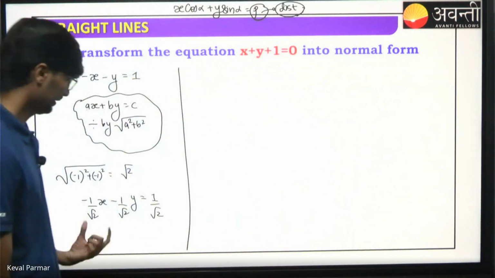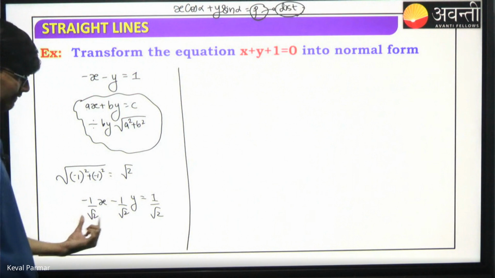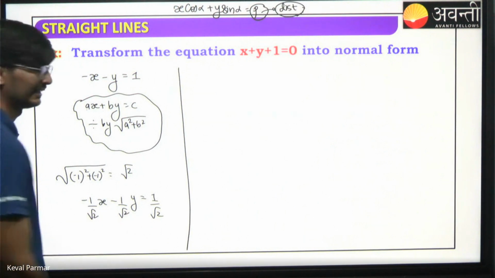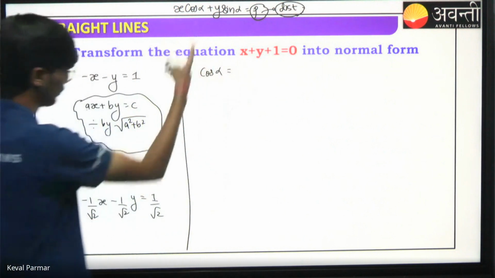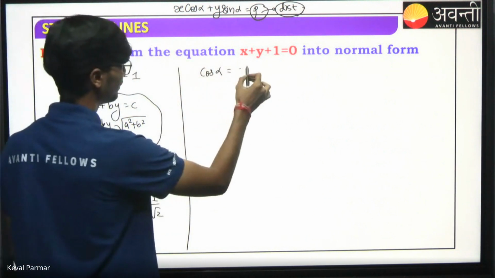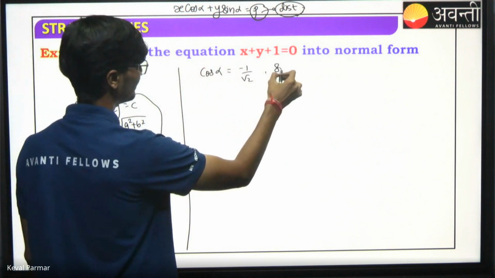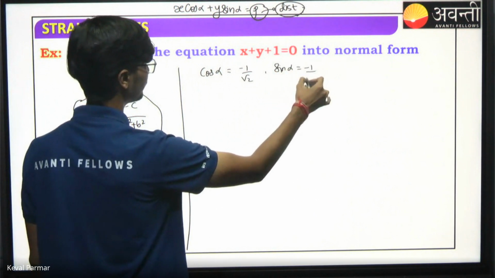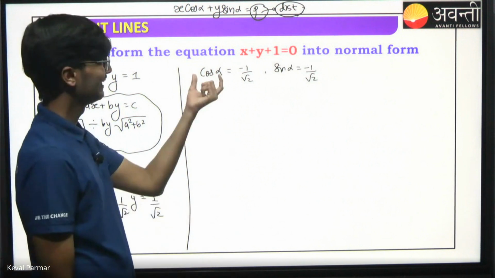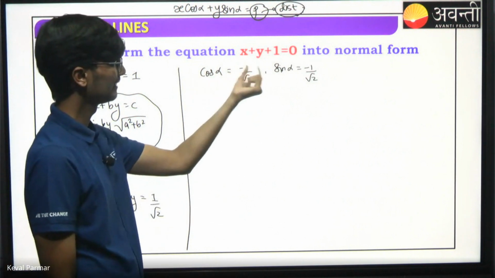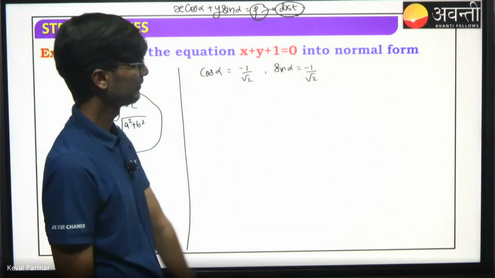With x, what was there, guys? It was cos alpha. And with y? It was sin alpha. So that means cos alpha is minus 1 by root 2 and sin alpha is also minus 1 by root 2. Correct? So this means cos alpha is negative, sin alpha is negative.